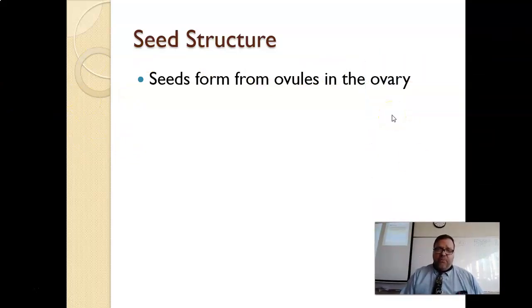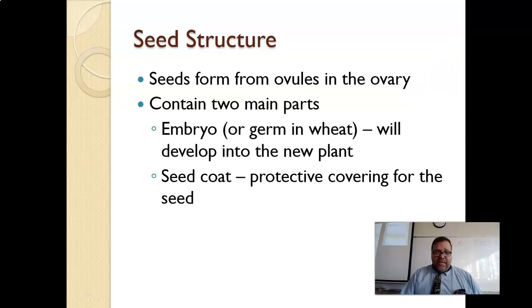Seeds form from ovules in the ovary. That's like our eggs, the ovule in the ovary. And they contain 2 main parts. It contains either the embryo or germ in a wheat. The germ is like, think of it as the main content, the embryo. This is what's going to develop into the new plant. The wheat germ. And the other one is called a seed coat, which is a protective covering for the plant. 2 main parts, seed coat and embryo. Giving time for kids to write everything down.